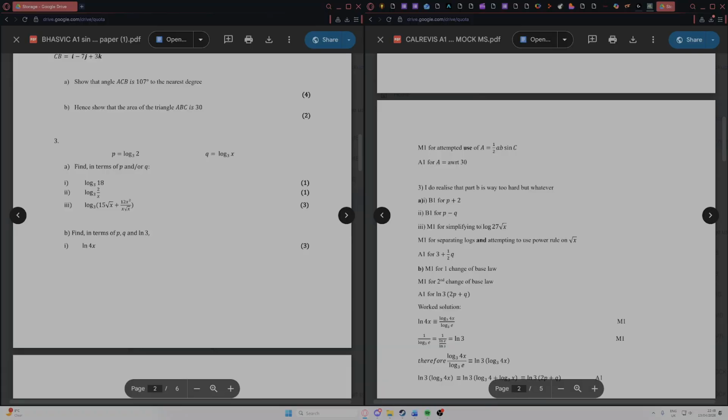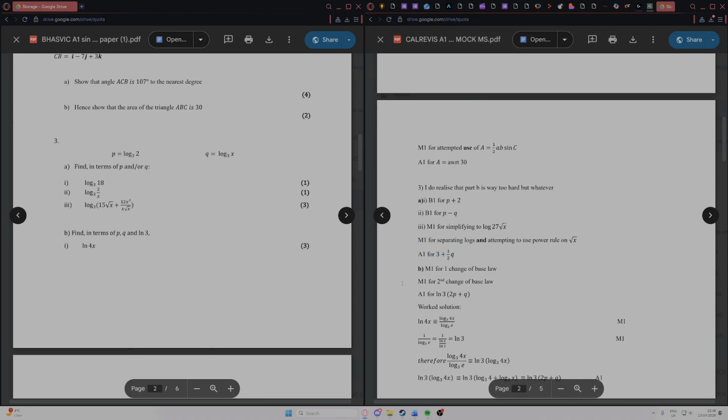You have to do a little bit of simplification. You've got log base 3 of 27 root x, and then you use your log separate law that you used on part I, and also the power rule where you can bring the power to the front to get 3 plus half q for your answer there.